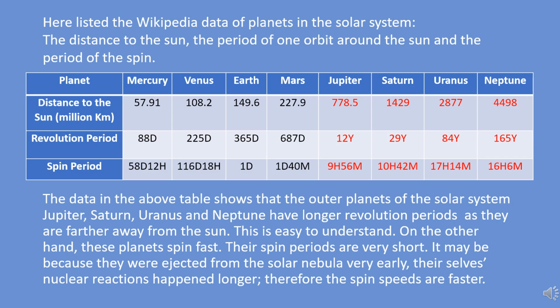Here is listed the data of all planets in the solar system from Wikipedia: the distance to the Sun, the period of one revolution around the Sun, and the period of the spin. The data in the above table shows that the outer planets of the solar system, Jupiter, Saturn, Uranus and Neptune, as they get farther away from the Sun, their revolution periods get longer. This is easy to understand. But on the other hand, these planets' spins are very fast, their spin periods are very short. This may be because they were ejected from the solar nebula very early, their own nuclear reactions happened longer, therefore their spin speeds became faster.